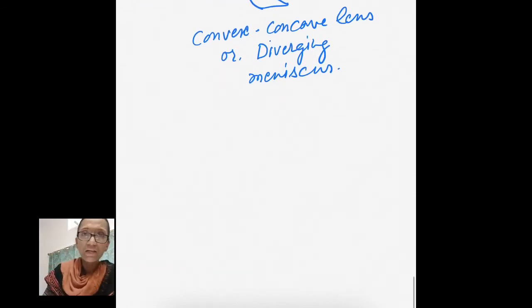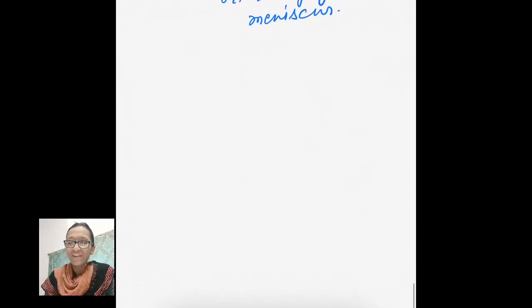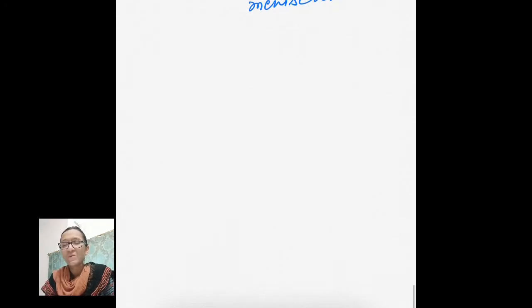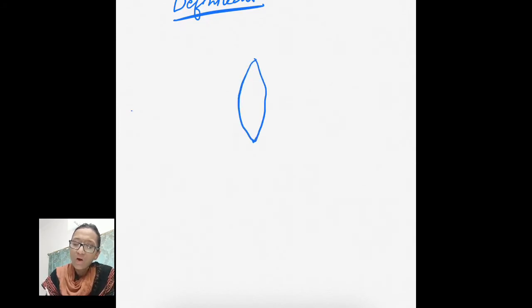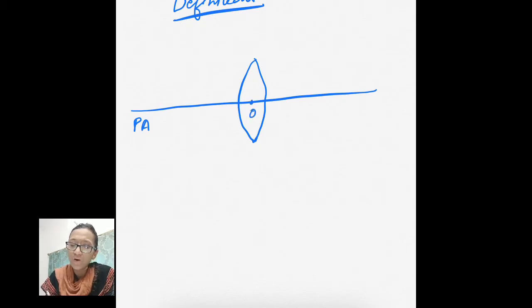So these are the kind of lenses. Now let us learn the terminologies that are used while working with lenses. Let me start with the definitions that we use while working with lenses. Here you have a convex lens, and this line is the principal axis. The center of this lens is called the optical center.